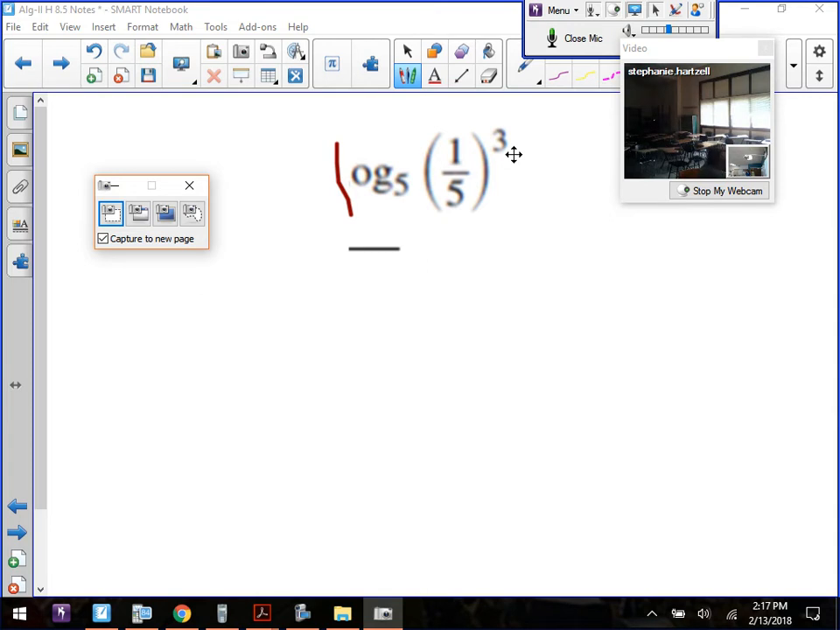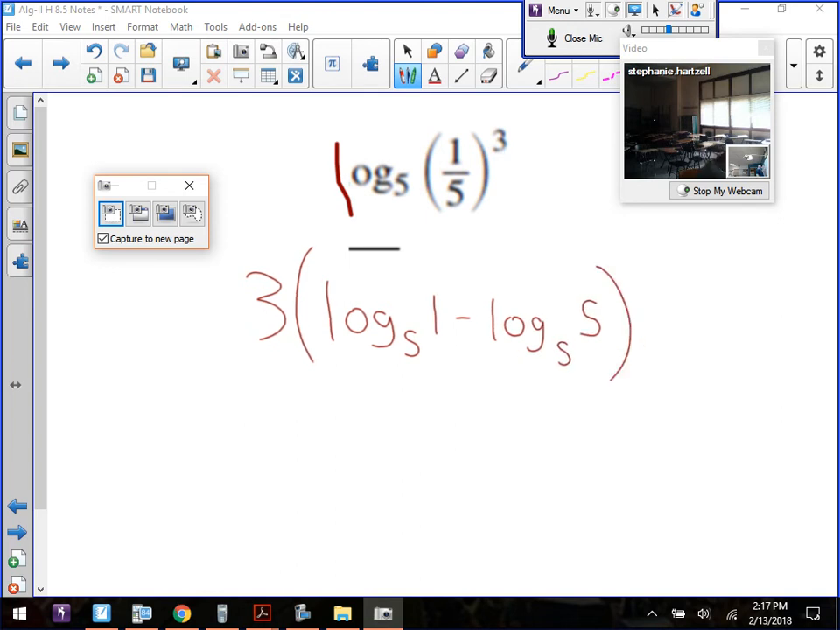Anyway, so log base 5 of (1/5) to the third. You can do a couple of different things here. Isn't 1/5 5 to the negative 1? Okay, I can do it that way. Or can I write it as 3 times the quantity of log base 5 of 1 minus log base 5 of 5? I could, couldn't I? Is there one way better than another way?